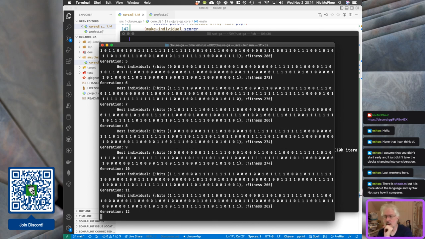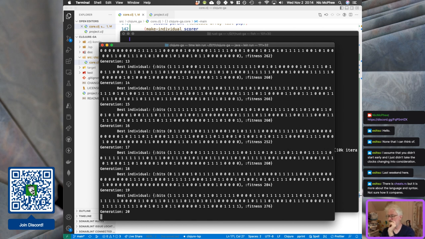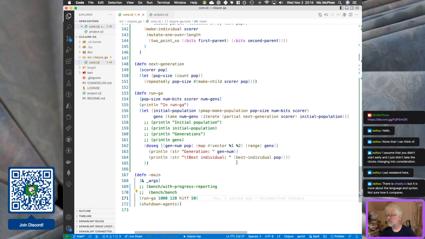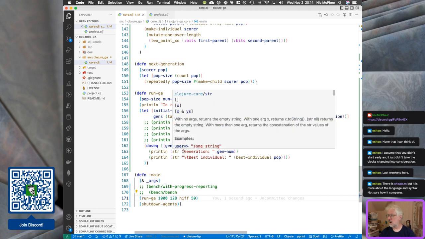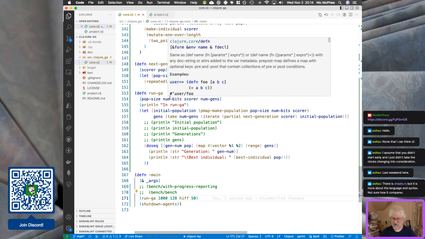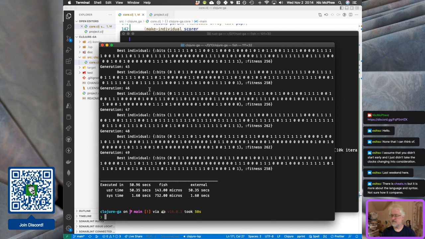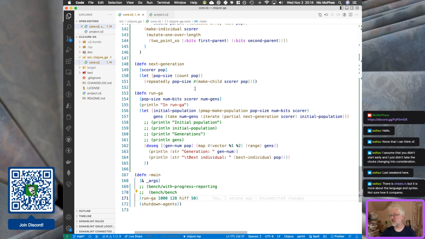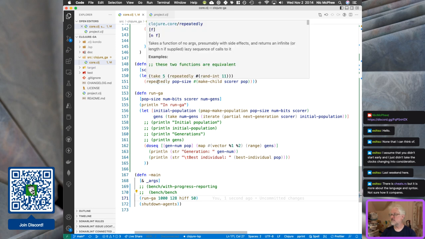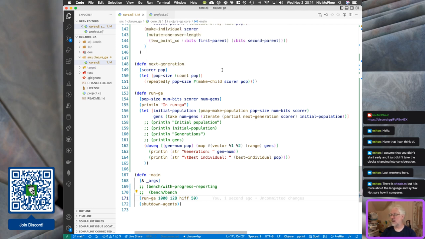The Rust code, although we are not using all of my cores, which makes me think we're not doing this in parallel. But we did PMAP. Oh, but next generation doesn't do anything in parallel. My use of repeatedly here, that's actually serial, not parallel. So to make this comparable, we need to change this to do parallel stuff, not serial stuff. So my use of repeatedly, not gonna win.